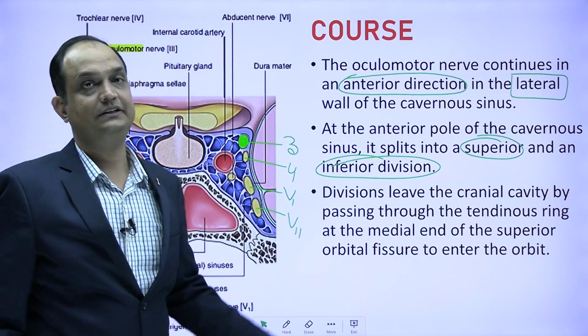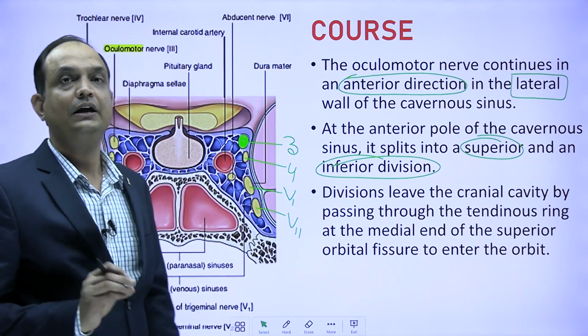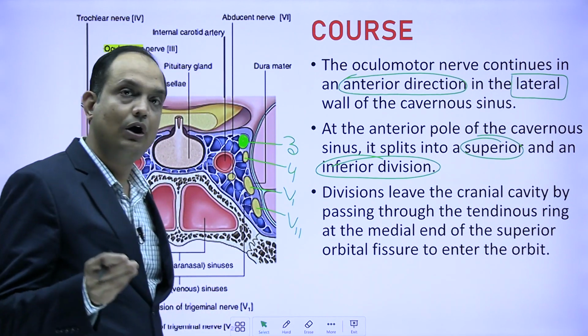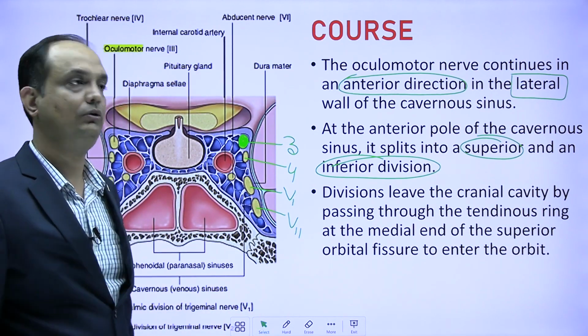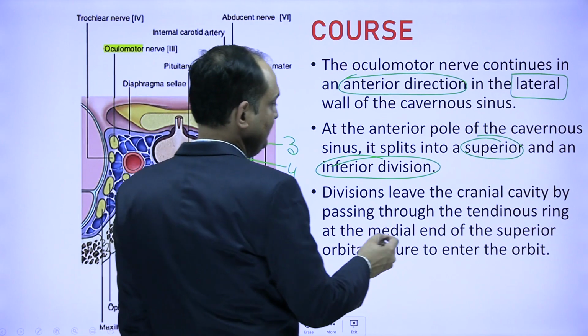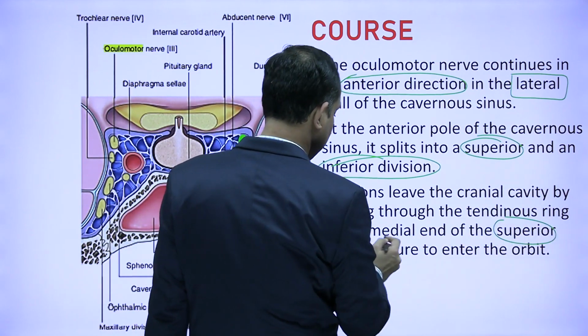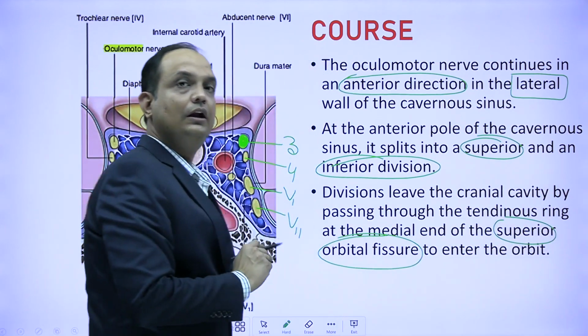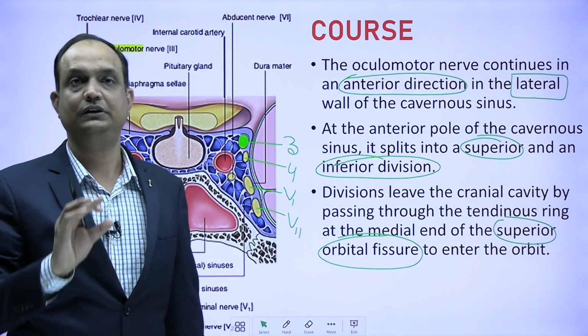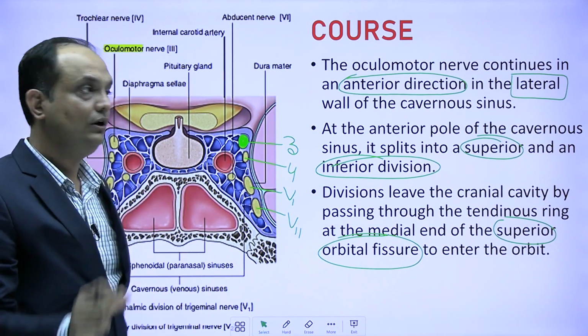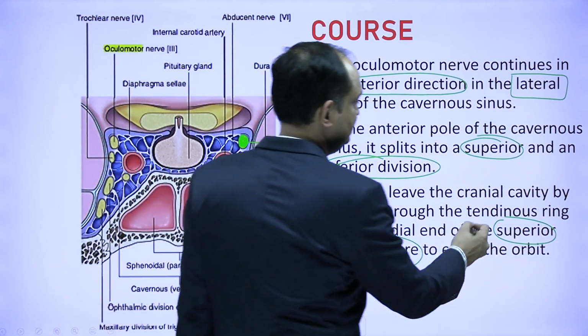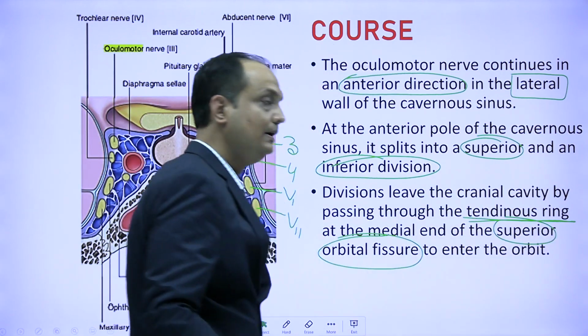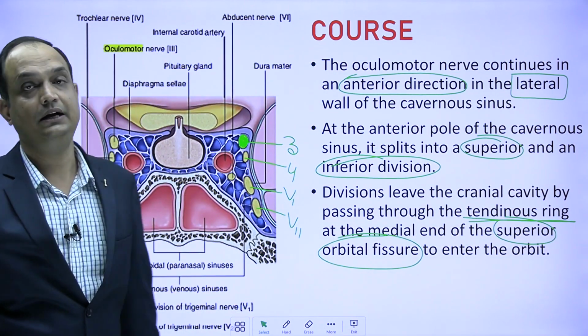Now, these divisions will leave the cranial cavity and they will enter into the orbit. To enter the orbit, these divisions pass through the superior orbital fissure. When you see the superior orbital fissure, there is a ring of Zinn, a tendinous ring, present. So, these two divisions pass through the tendinous ring.